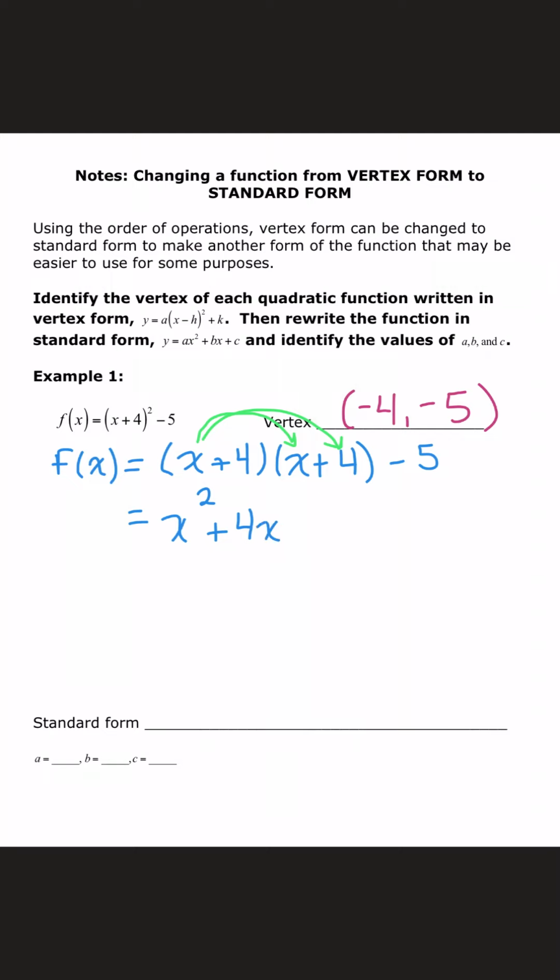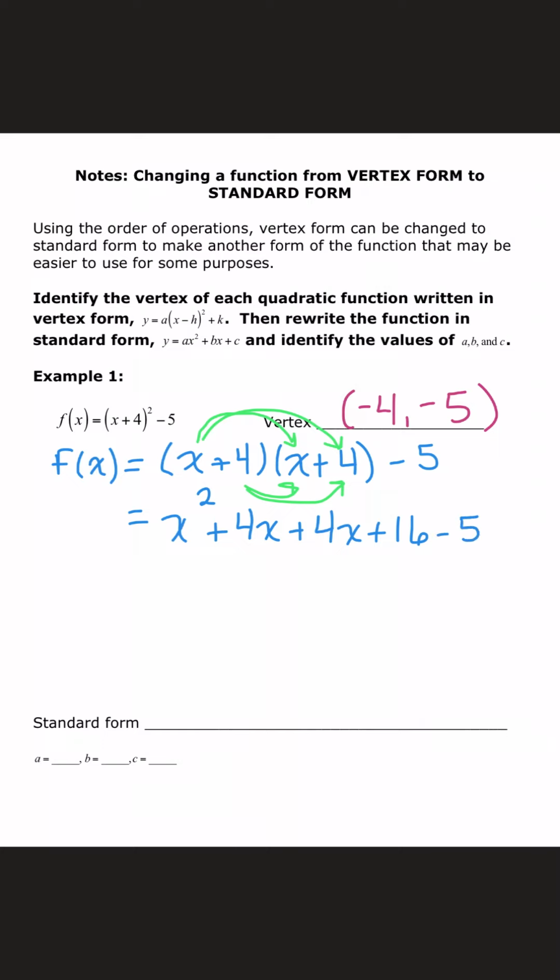I'm going to do the same thing for the second term inside the first parentheses, which is the 4. I'm going to multiply 4 times x, and I'm going to multiply 4 times 4 together. So 4 times x is another 4x, and 4 times 4 is 16. And of course we have the -5 on the end.